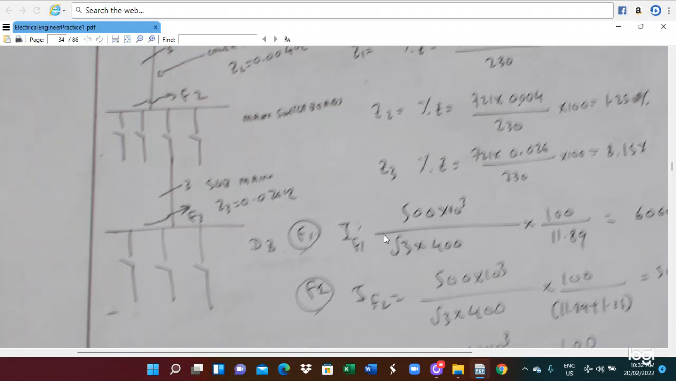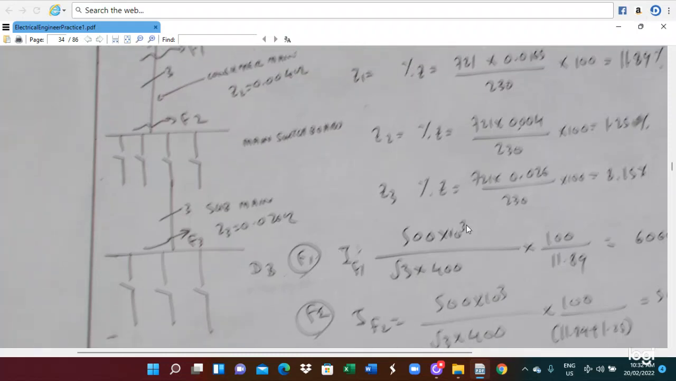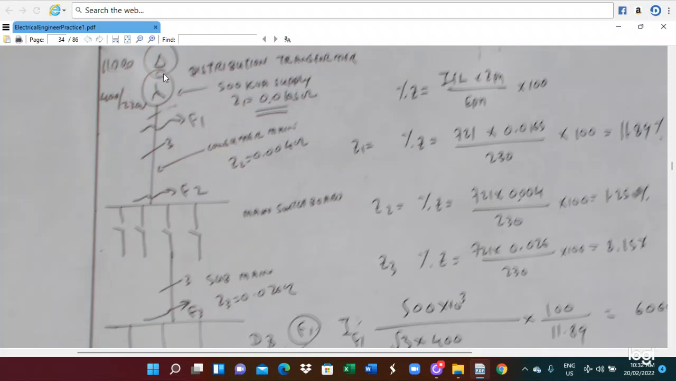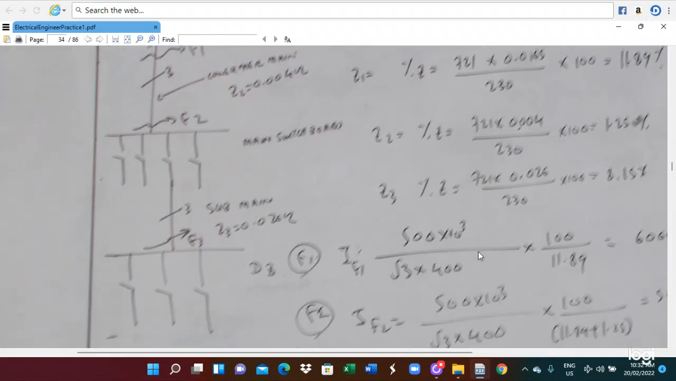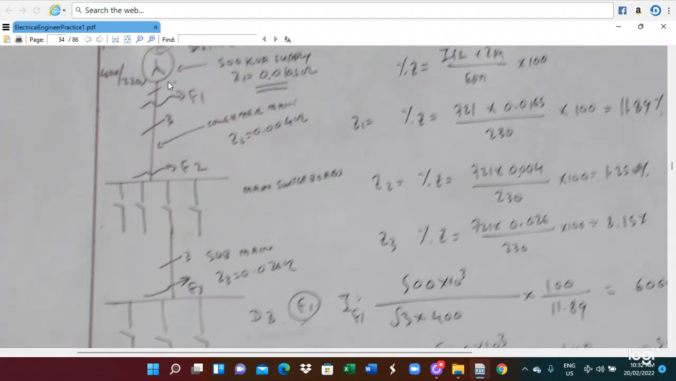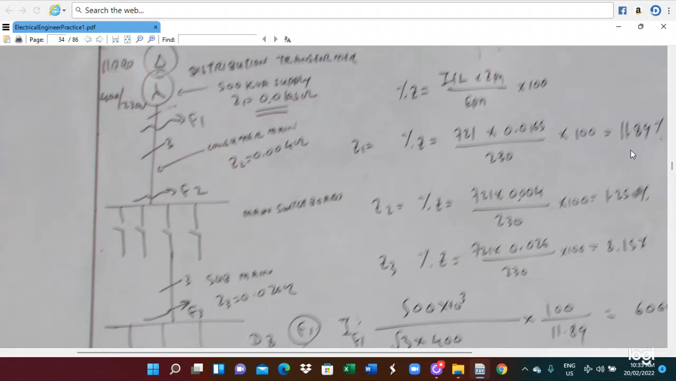And also, the primary short circuit current can be calculated. So the primary full load current is 500 kVA divided by root 3 into 400. This is the primary full load current. And here 11.49 is the percentage impedance, multiplied by 100. So this is the current in this line, the transformer short circuit current calculated. Similarly, we also calculate the short circuit current of this part. This total is supplying a normal full load current. And we also have to calculate that 11.89.